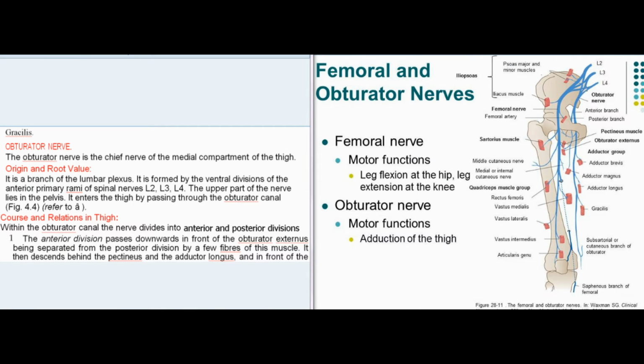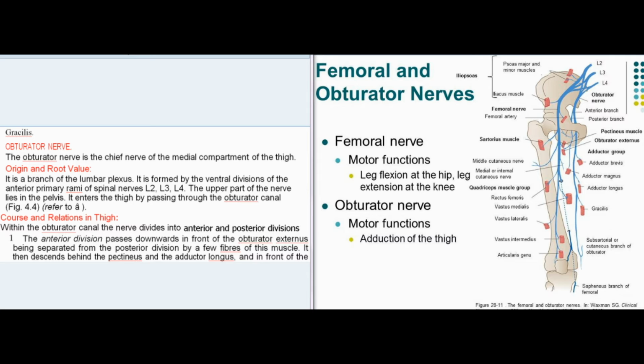Obturator nerve. The obturator nerve is the chief nerve of the medial compartment of the thigh. Origin and root value: it is a branch of the lumbar plexus. It is formed by the ventral divisions of the anterior primary rami of spinal nerves L2, L3, L4. The upper part of the nerve lies in the pelvis. It enters the thigh by passing through the obturator canal. Course and relations in thigh.